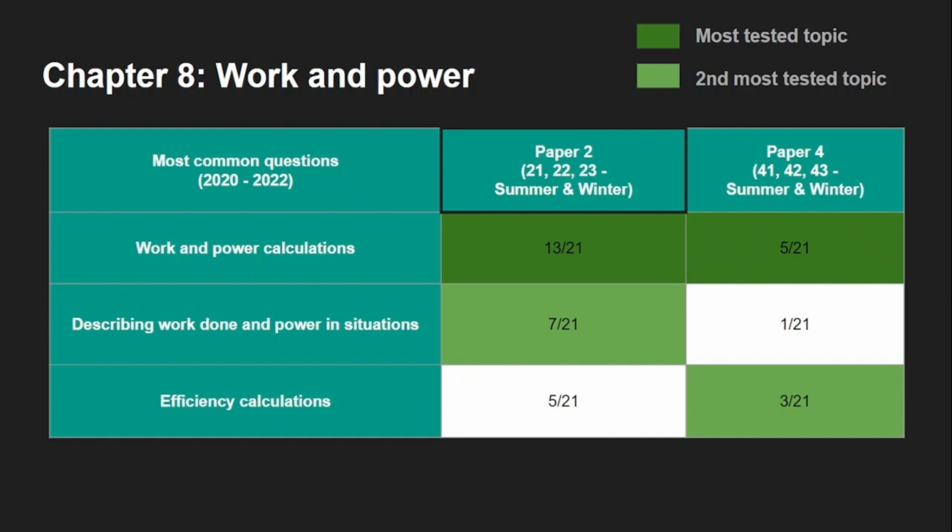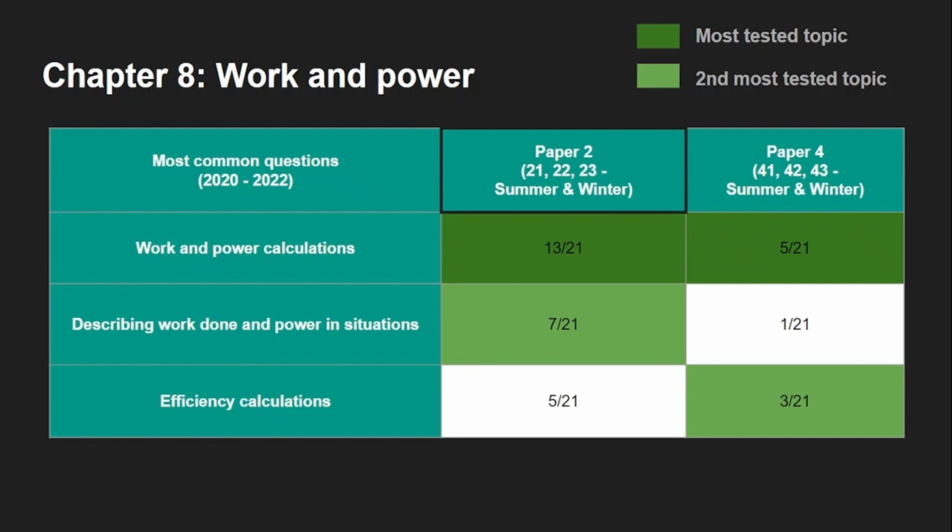The next most commonly tested concept is describing work done and power in different situations. So we can see that a third of Paper 2s have asked questions around this. They will give you a scenario and they'll expect you to describe how the work done and the power has changed in these situations. We can see that this concept is not that common in Paper 4.